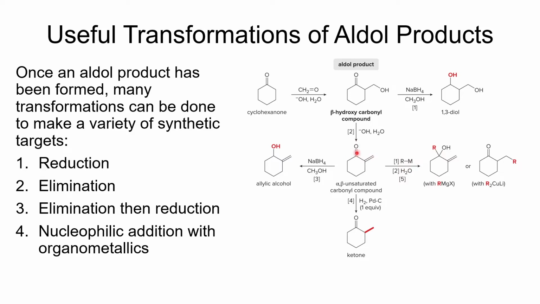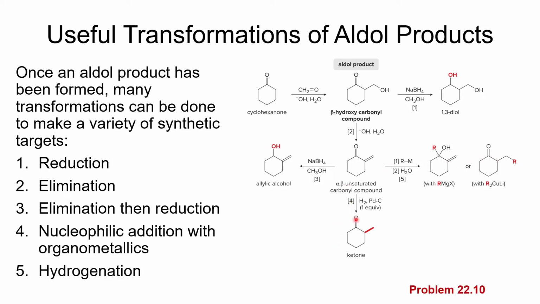Go back and look at chapter 17 for reactions like this. We get direct attack at the carbonyl, and we can get 1,4 addition if we use an organocuprate. So a Grignard or organolithium will give us this. The organocuprate will give us this.